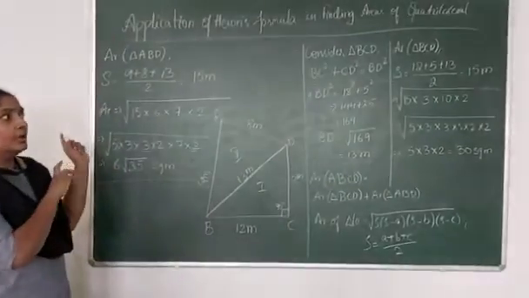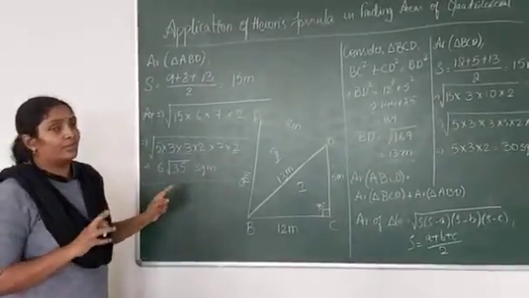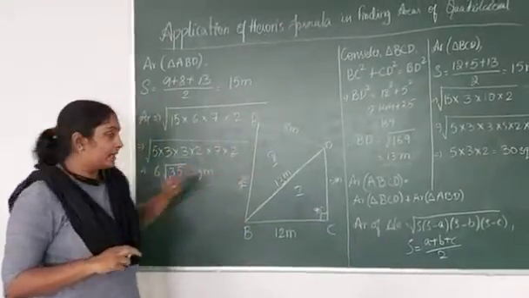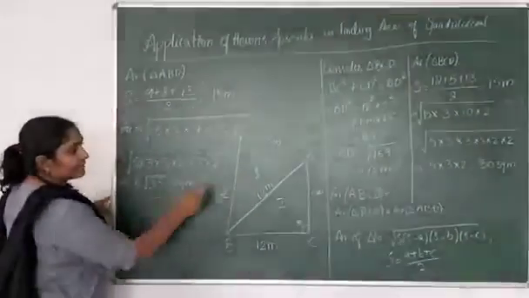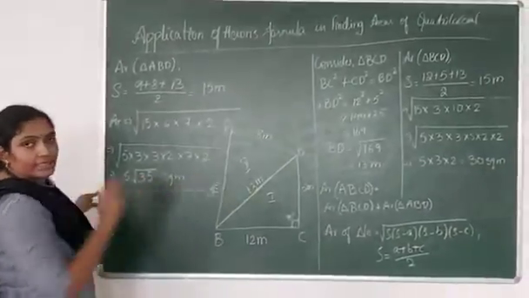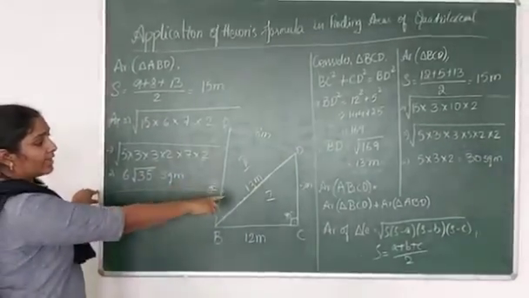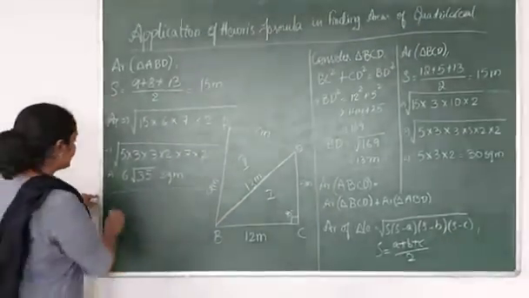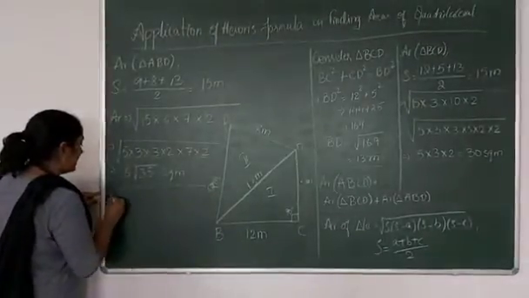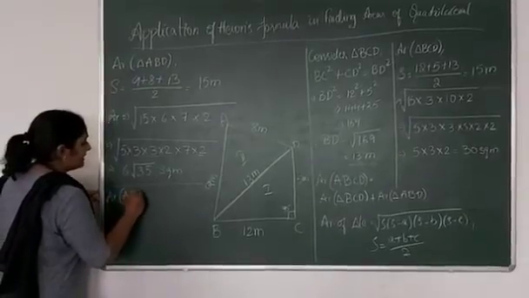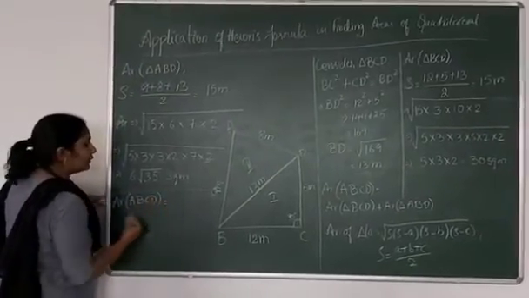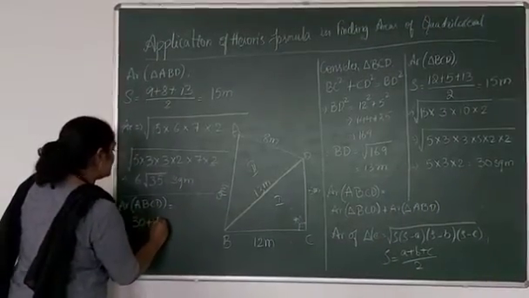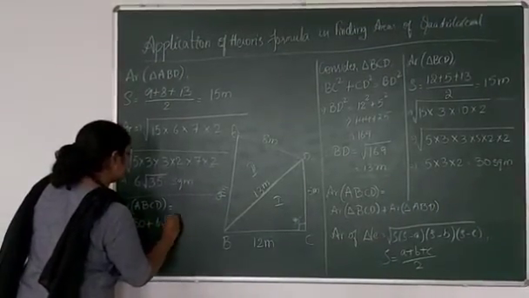Okay. So now what is that we are supposed to find out? Is that only the areas of two triangles? No, we are supposed to find out the area of the entire quadrilateral, right? So we already have written that area of quadrilateral ABCD is equal to area of triangle BCD plus area of triangle ABD, right? So therefore area of ABCD is equal to 30 plus 6 root 35.